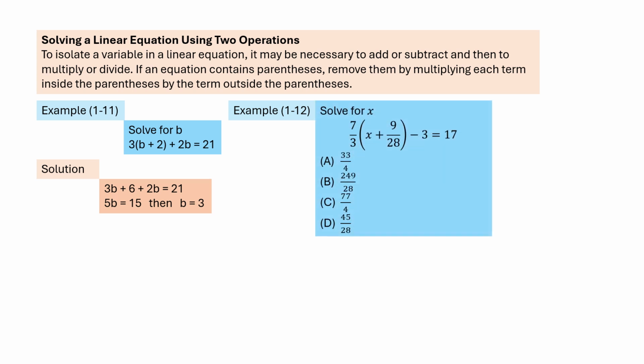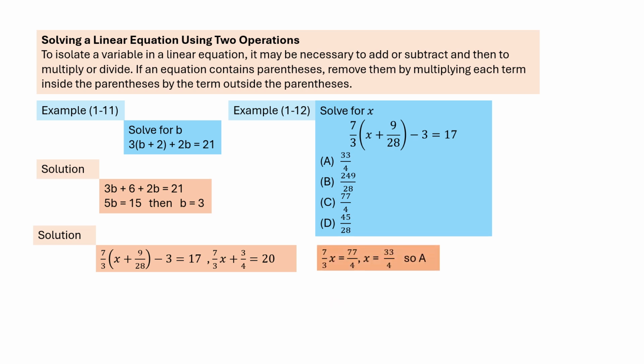Example 112. Solve for x. Look at the complication of this question. 7 over 3 parentheses x plus 9 over 28, then minus 3 equals 17. Solution. In this case, you can distribute 7 over 3 inside the parentheses, so you will get 7 over 3x plus 3 over 4 and move 3 to the other side by adding, so equals 20. Complete the solution by subtracting 3 over 4 from both sides, so x equals 33 over 4, which is A.